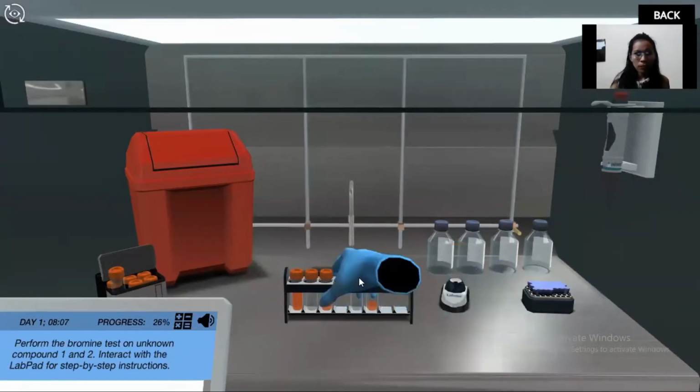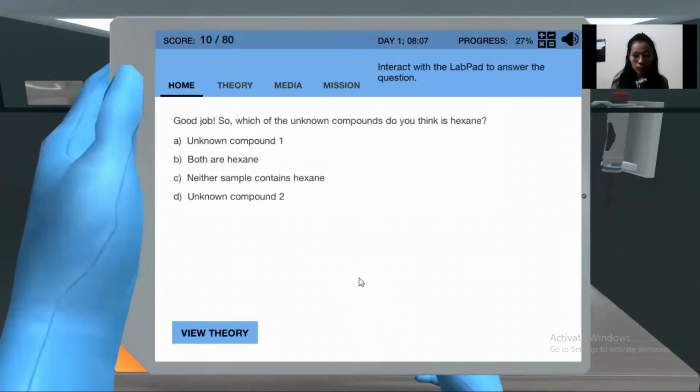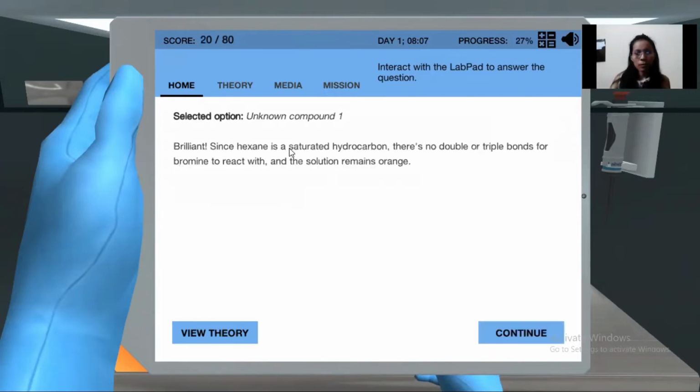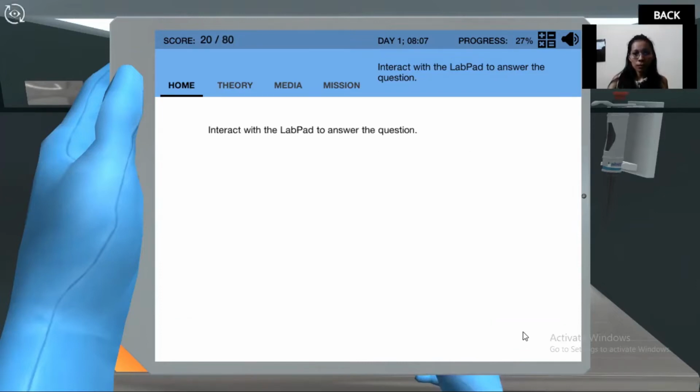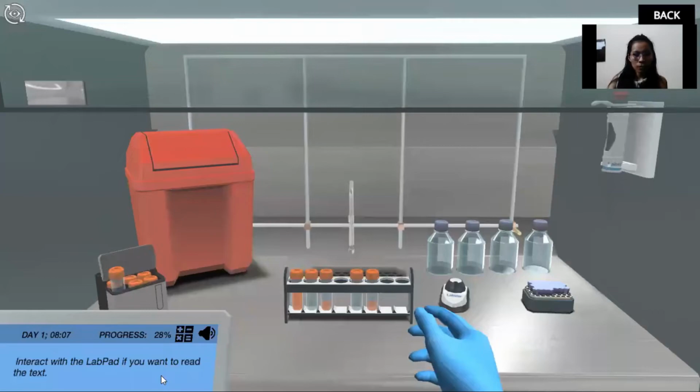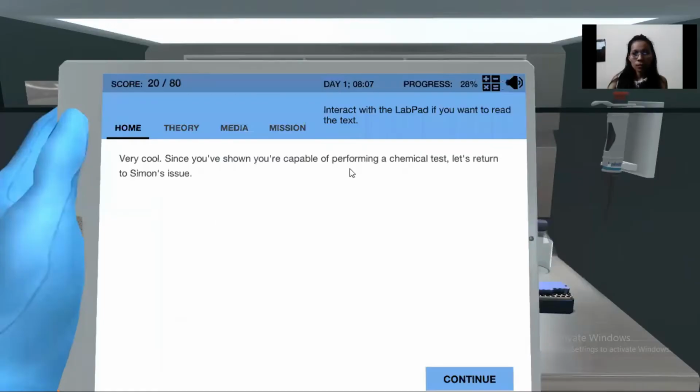Good job. So, which of the unknown compounds do you think is hexane? Brilliant. Since hexane is a saturated hydrocarbon, there's no double or triple bonds for bromine to react with, and the solution remains orange. Very cool. Since you've shown you're capable of performing a chemical test, let's return to Simon's issue.